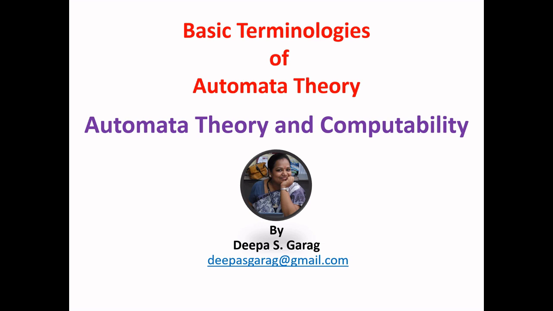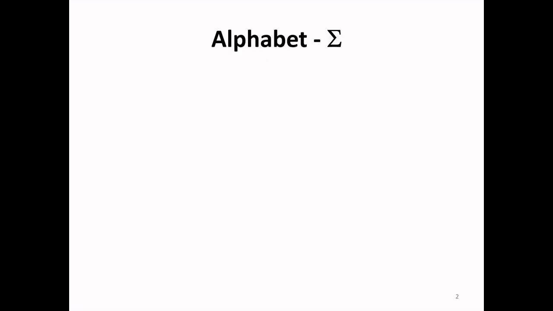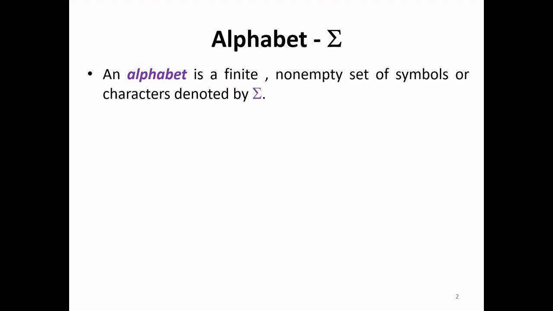Hi friends, today let us discuss some basic terminologies of automata theory. Alphabet, represented by sigma (Σ). An alphabet is a finite non-empty set of symbols or characters, represented by Σ.